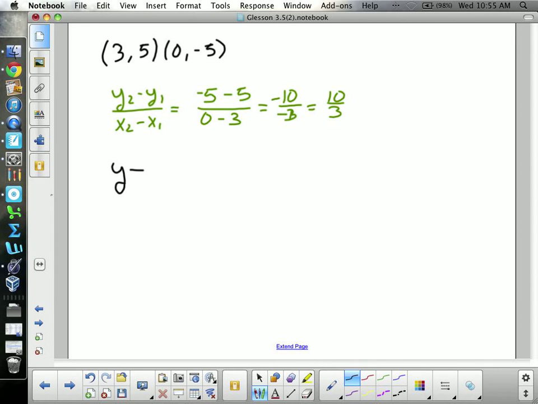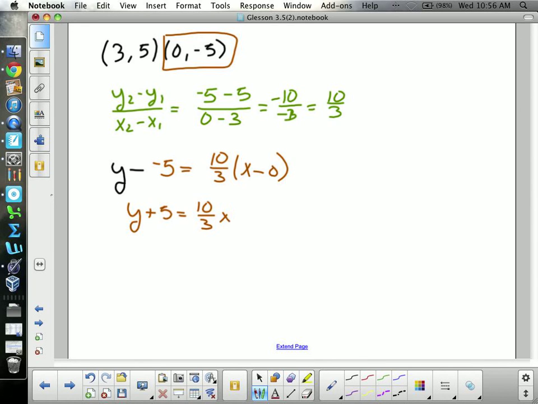Y minus y1. Now, I do have to pick a point. I'm given 2 points. I do have to make a decision. Which point am I going to use? I'm going to choose this one, because it's got a 0 in it, and zeros make things easier. So y minus negative 5 equals m, x minus 0. Well, y plus 5 is 10/3 x, and 10/3 times 0 is 0, so that's easy. And now we just subtract 5 from each side.